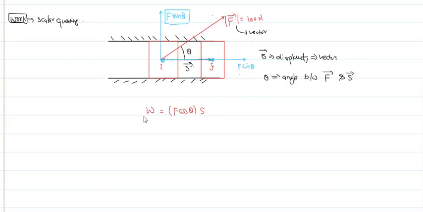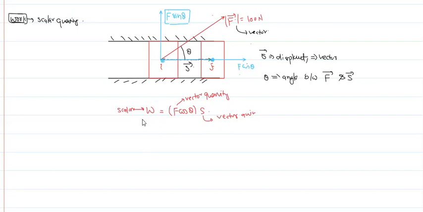So force into displacement is work. Work is what kind of quantity? It is a scalar quantity. But force is what kind of quantity? It is a vector quantity. In the same manner, S is a vector quantity. So I multiply these two vectors, force and displacement, and I get a scalar quantity.